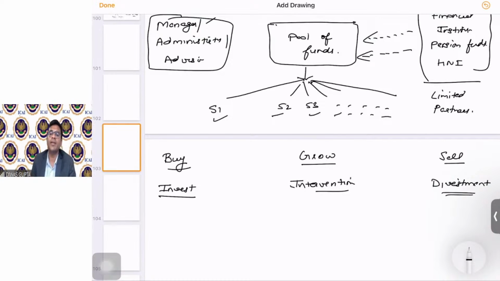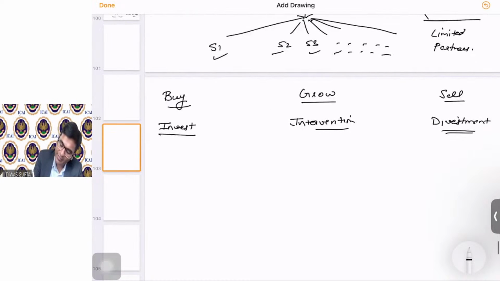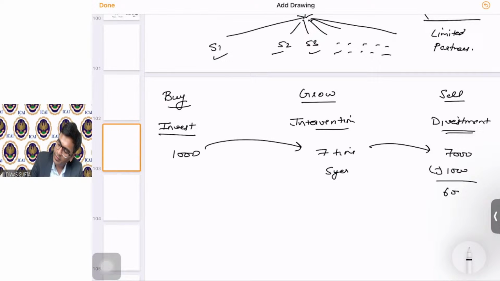So here they book profit. So let's say they invested 1,000 rupees. They have grown it to 7 times, let's say in 5 years. So they will reap out 7,000 and ultimately they will earn 6,000 of profit for 5 years by investing here. Because they will invest behind the value of the company, right?